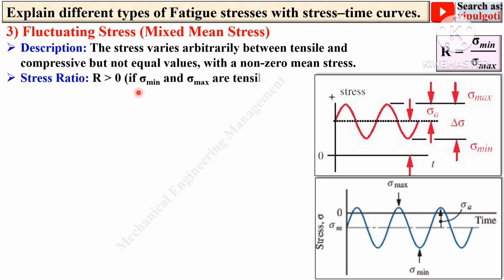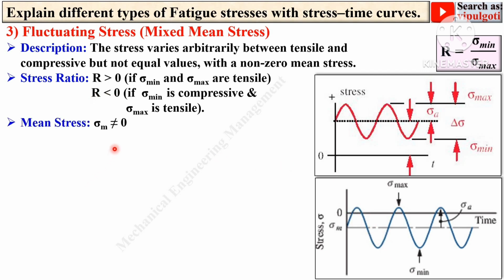Stress ratio is greater than zero if sigma minimum and sigma maximum are tensile. Stress ratio R is less than zero if sigma minimum is compressive and sigma maximum is tensile. So in this case the stress ratio is less than zero. Mean stress is never equal to zero.